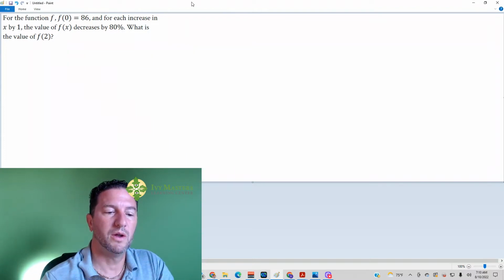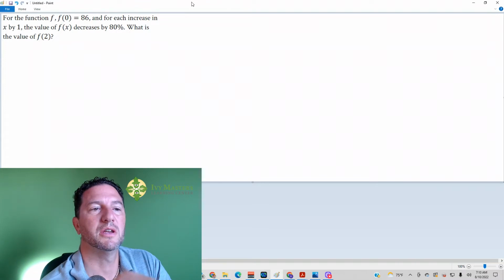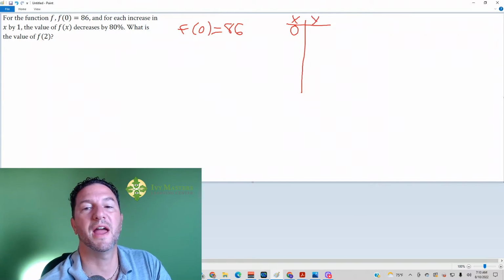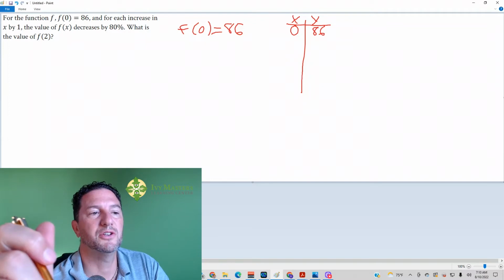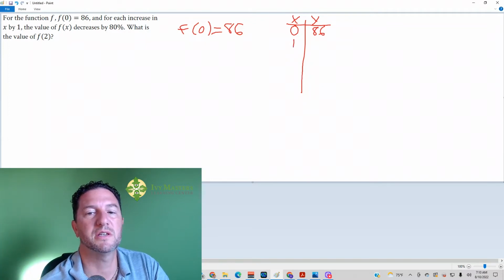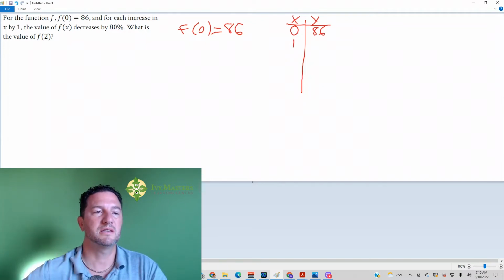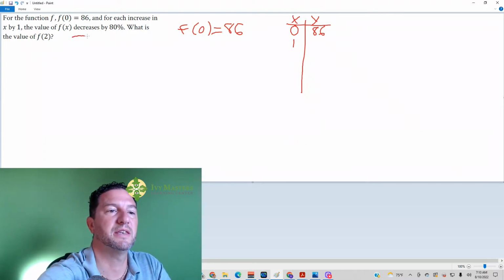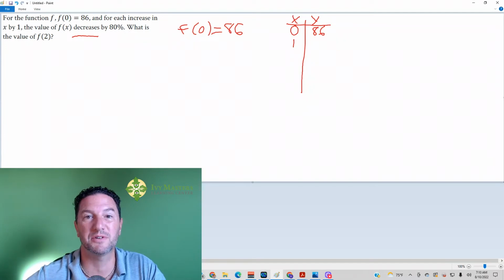So one thing to note with a function, if it says f of 0 equals 86, it's actually just a coordinate. Here your x is 0, and your y, or your f of x, is 86. So it says for each increase of one value by x, so I'm going to increase x by one, the value of f of x decreases by 80%. Decreases by 80%. It's not 80% of it.